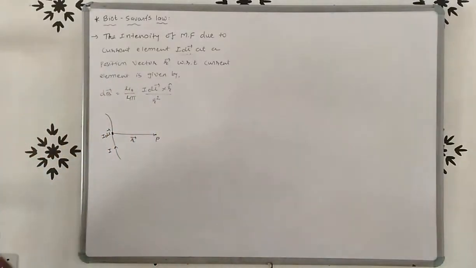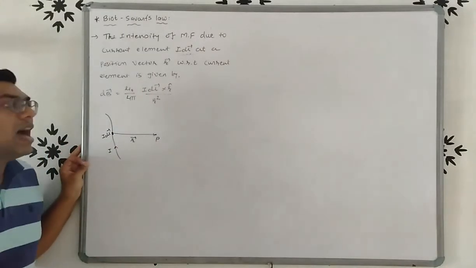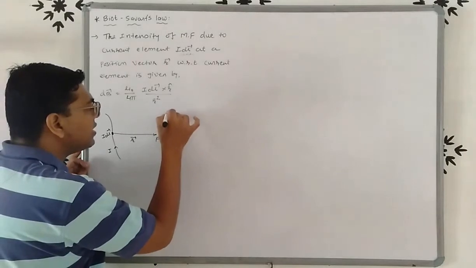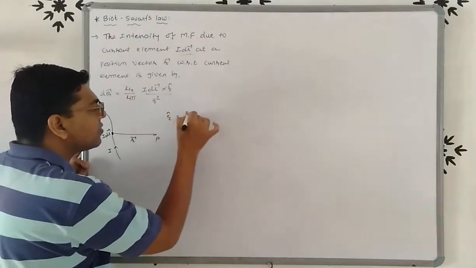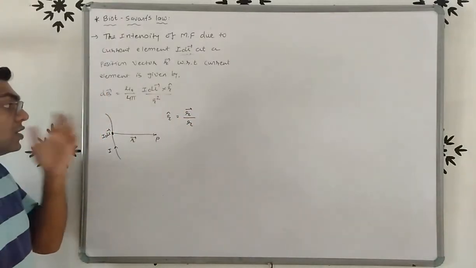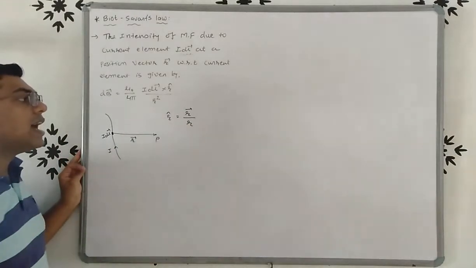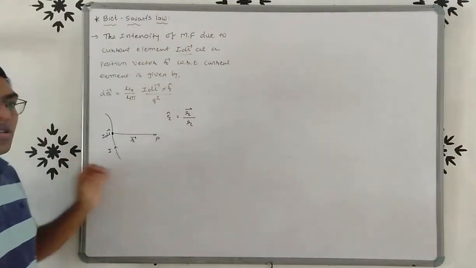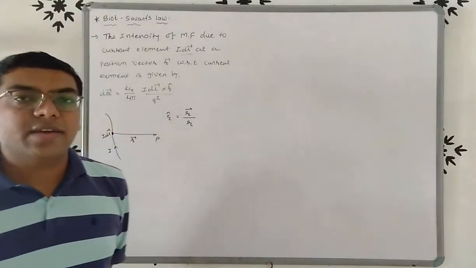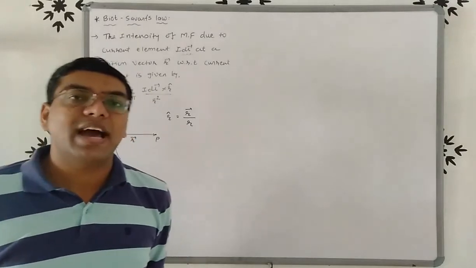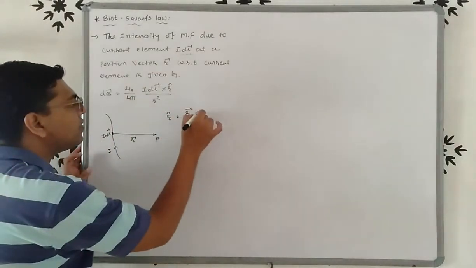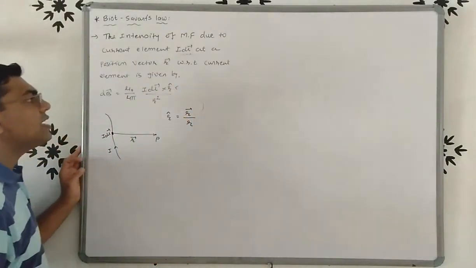So here at point P, magnetic field is given by μ0 by 4π, Idl cross r cap upon r square, right? But we know that r cap, so in standard 11 we already discussed that r cap is equal to vector r upon magnitude of vector r. So here we put this value of r cap in the equation.